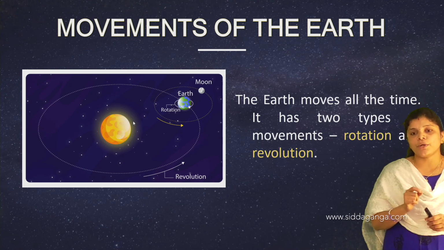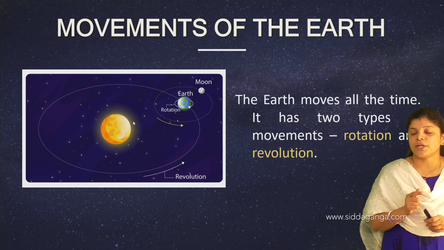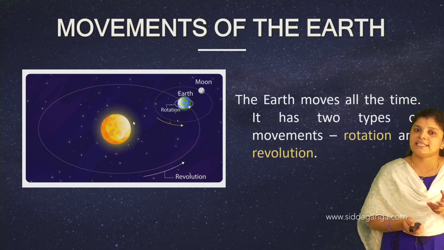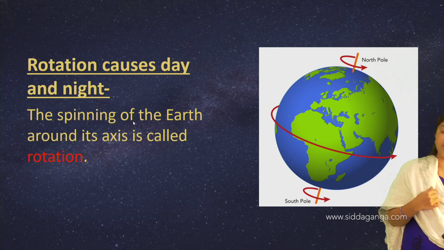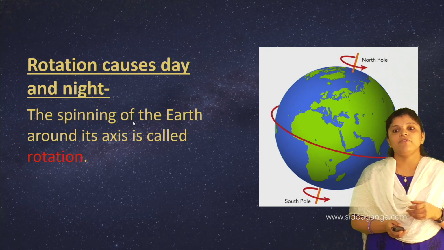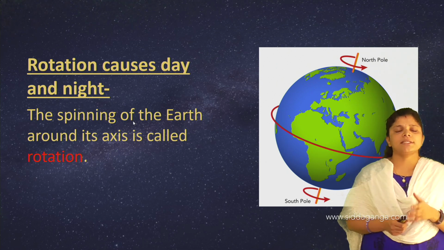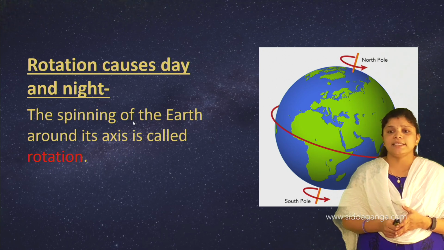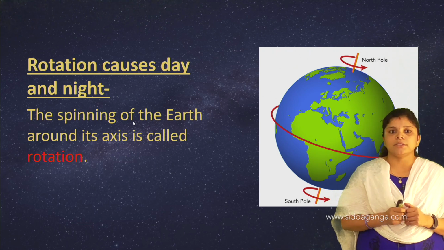See, mainly this rotation helps for day and night, which means rotation causes day and night, and revolution causes seasons. Okay, yes, right. First we are going to learn about rotation. So let's first look at rotation. See, rotation causes day and night. The spinning of the earth around its axis is called what? Rotation. Okay, for one rotation it takes 24 hours.